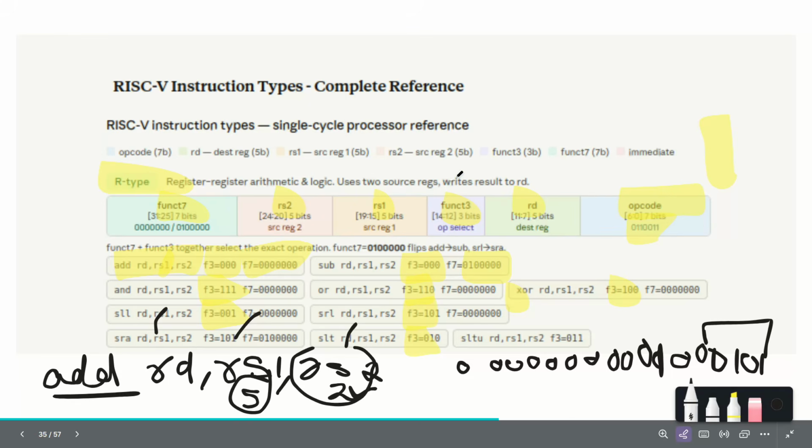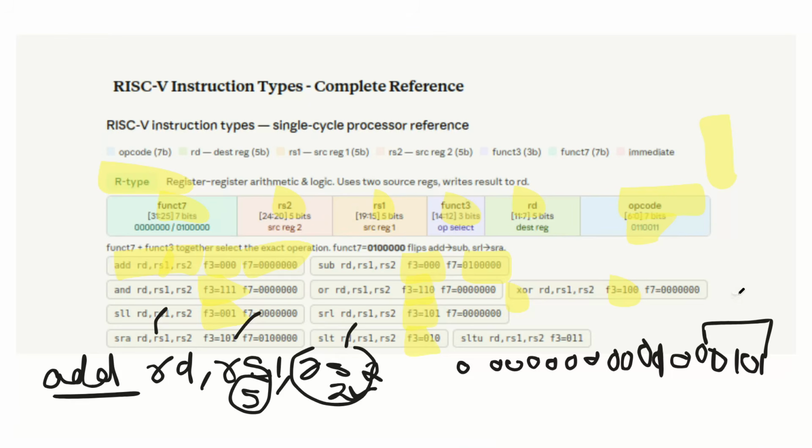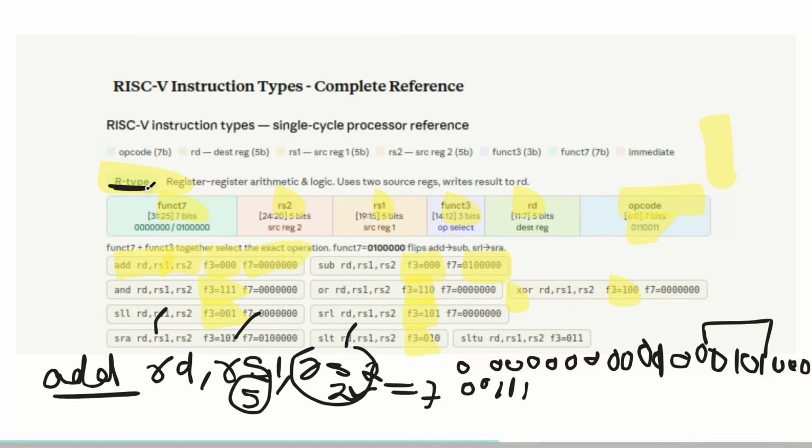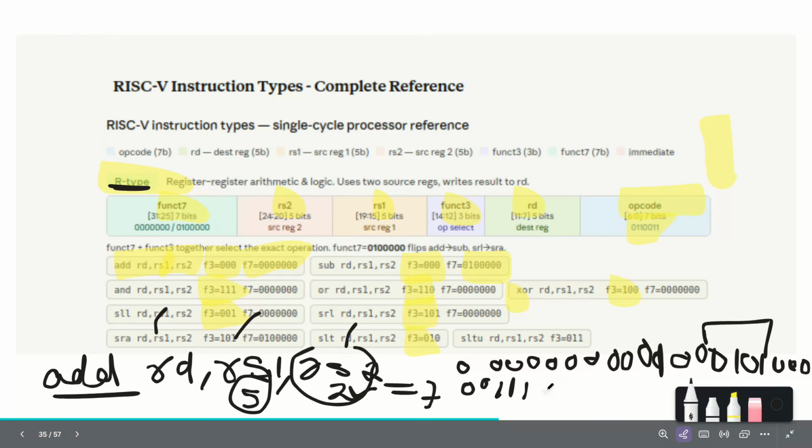Fine. Now function 3 value. Add's function 3 value we have learned as 3 zeros, so 000. RD: their sum would be what? 5 plus 2 is 7. 7 in 5 bits I have to write. So 7 is 111, in 5 bits it is 00111. I have to write that. Okay, fine. Now we have the opcode. Opcode for R type we have learned is 0110011, right? This is what we have learned. I told you, you have to learn it by heart. So in this way I write the binary form of this instruction.